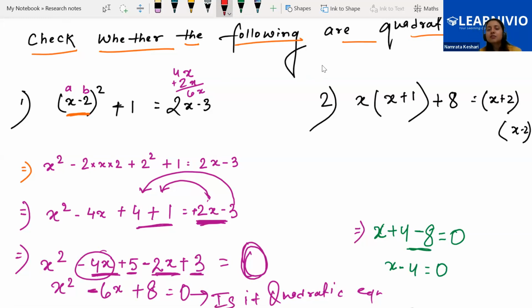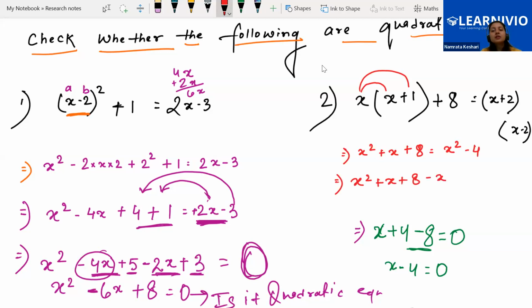Okay, let's check it. We will be applying the distributive property here. This we will multiply with this one. The same we will multiply with this one. We are going to have x square plus x plus 8 is equals to (x plus 2)(x minus 2), that is x square minus 4. Now we will take everything on one side. We have x square plus x plus 8, x square will be negative over here and minus 4 will be plus 4 over here is equals to 0. This is how we maintain 0 on one side.